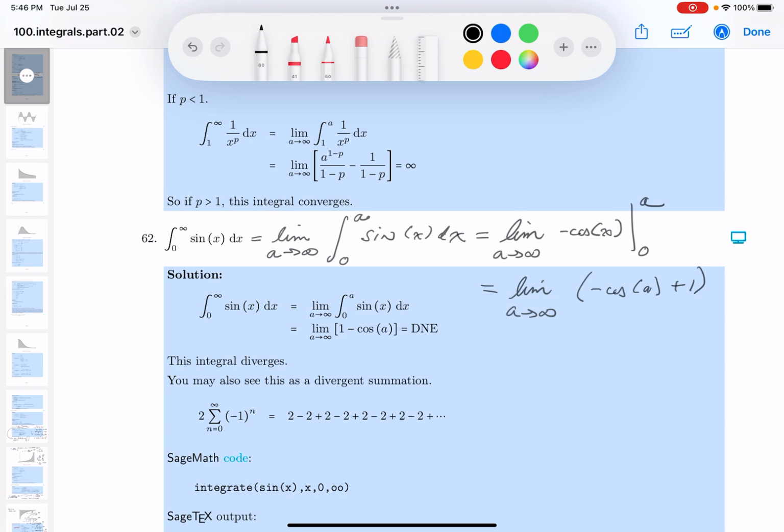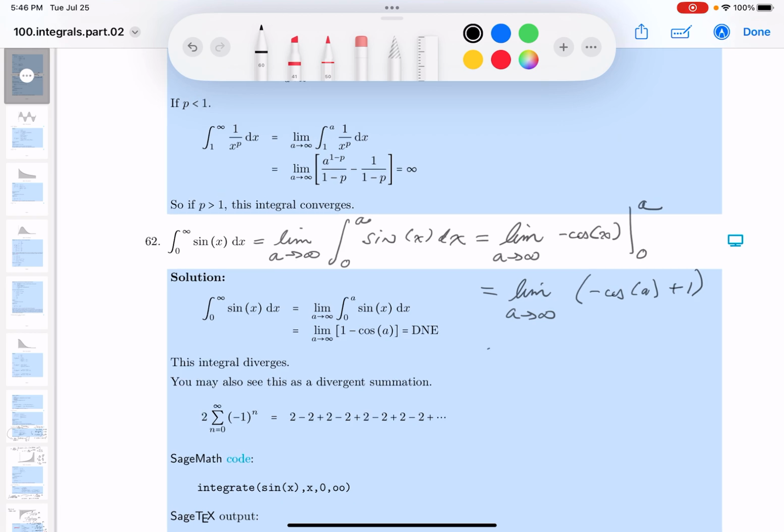Good. So can I do that limit? No, the cosine's bouncing around, back and forth, back and forth. So this is DNE, does not exist. Another way to look at this is just to look at the sine function. And I want to point out, the sine function kind of looks like this over here.